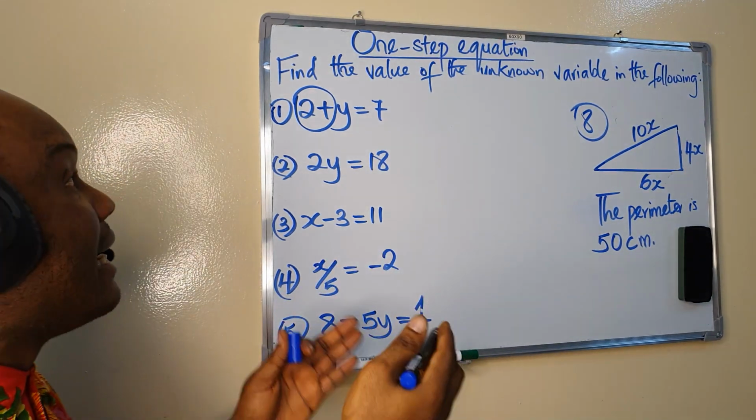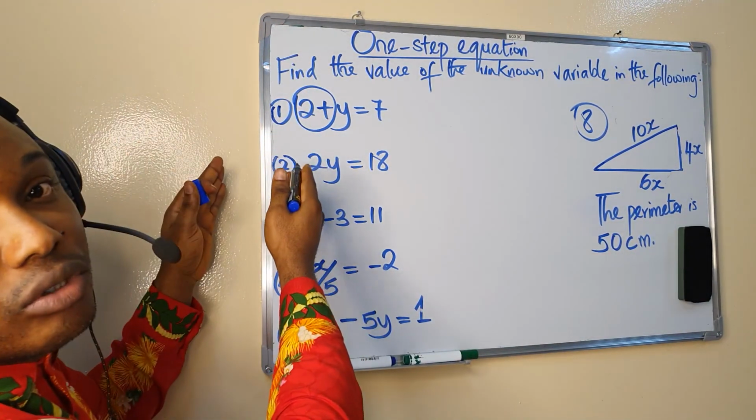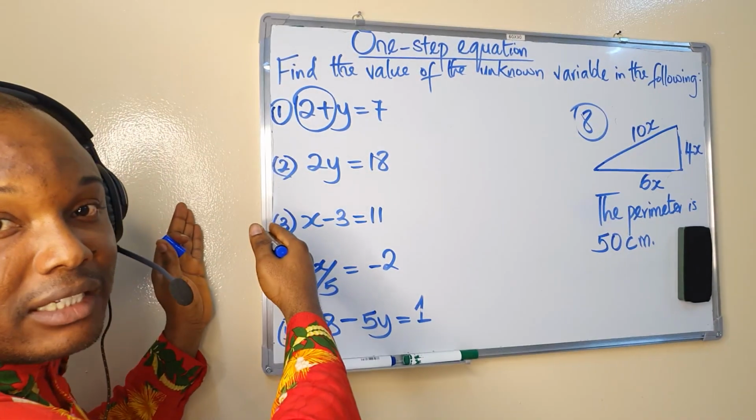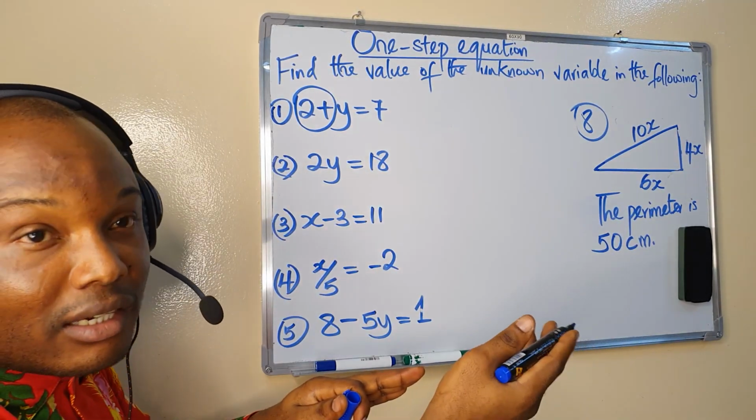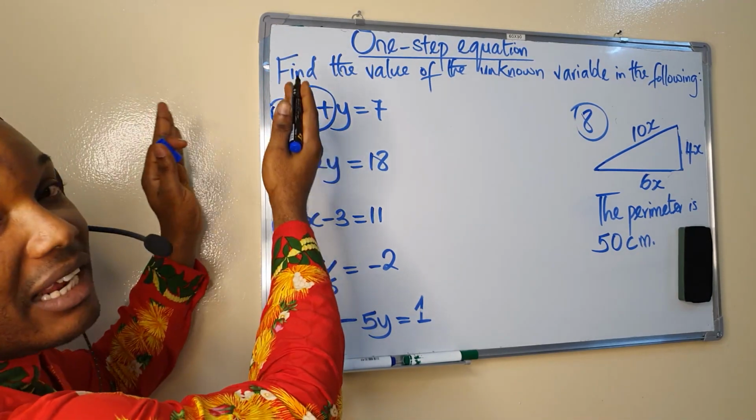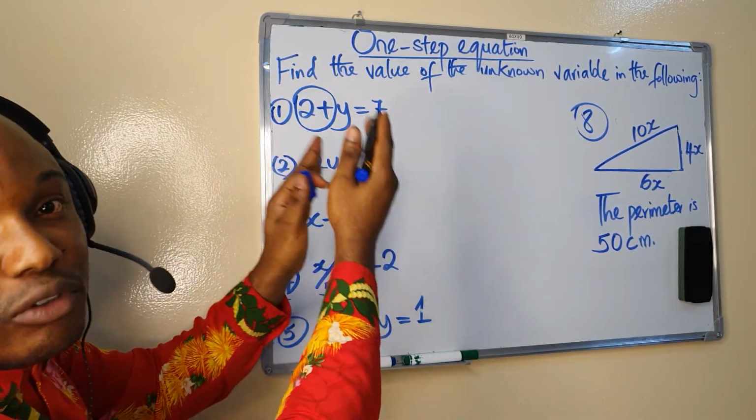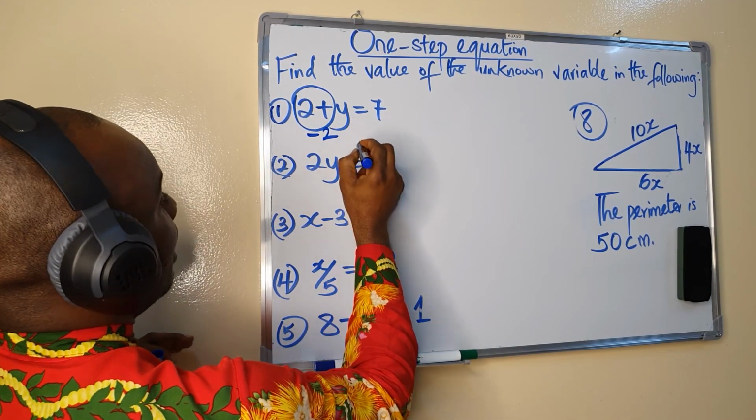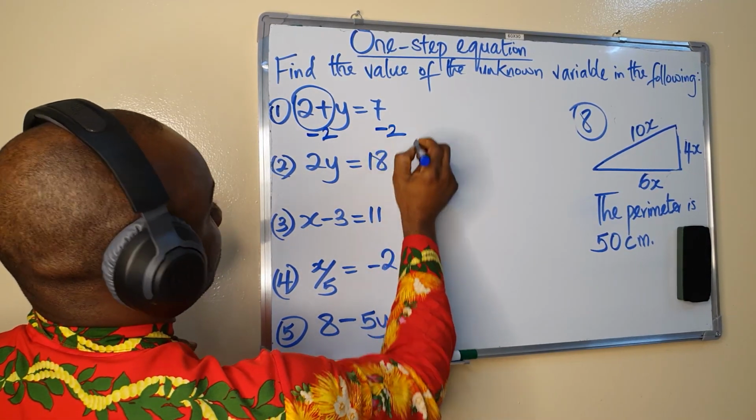Therefore, to do that, I am going to subtract the number 2 from the left-hand side. But remember, I said whatever happens to one side must happen to the other side. Therefore, if I minus 2 from the left-hand side, I must minus the same 2 from the right-hand side. Watch me. So I am going to minus 2, and I'm also going to minus 2 on this side.